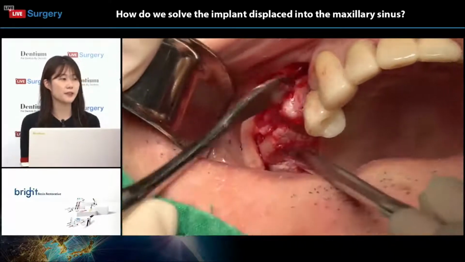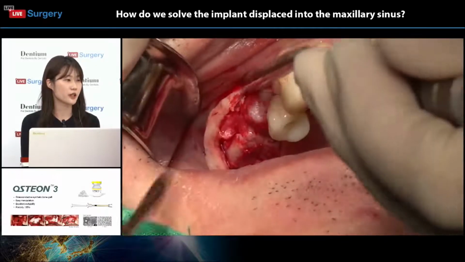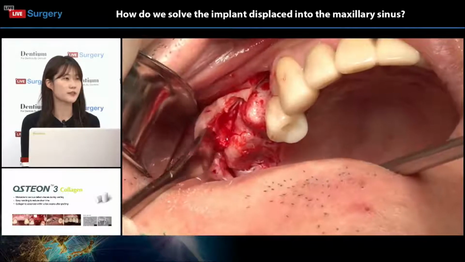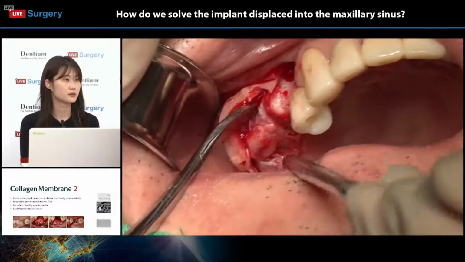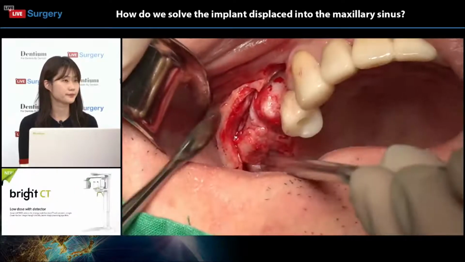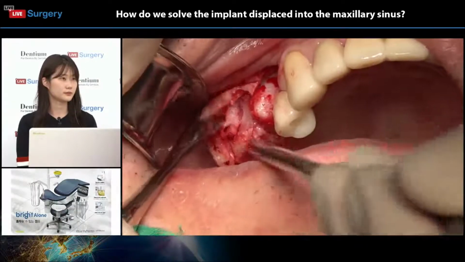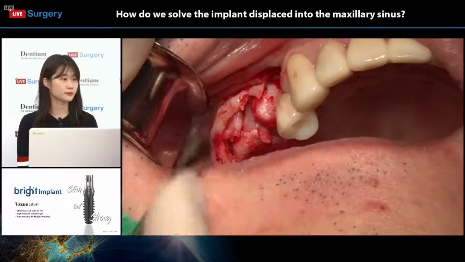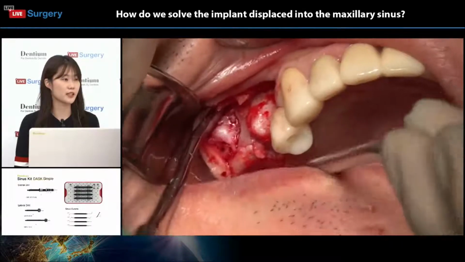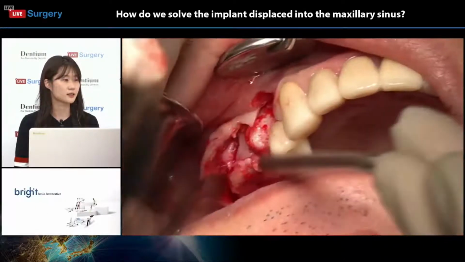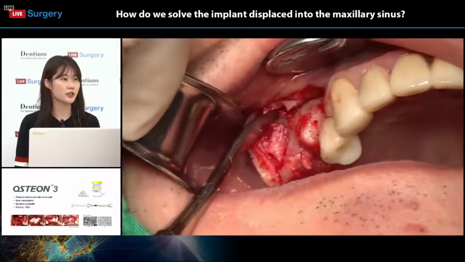In this case, flap elevation is not an easy process. It's because the granulation tissue has grown after the sinus perforation and fixture deviation. Notice that it is particularly difficult as you get near to the maxillary sinus. Mass of granulation tissue is adhered to the flap tissue.